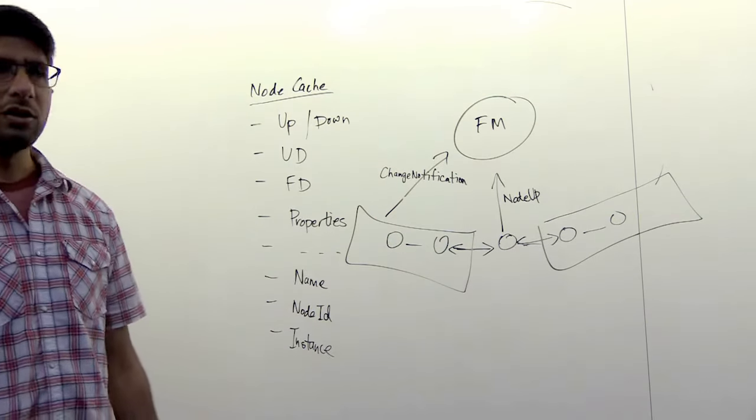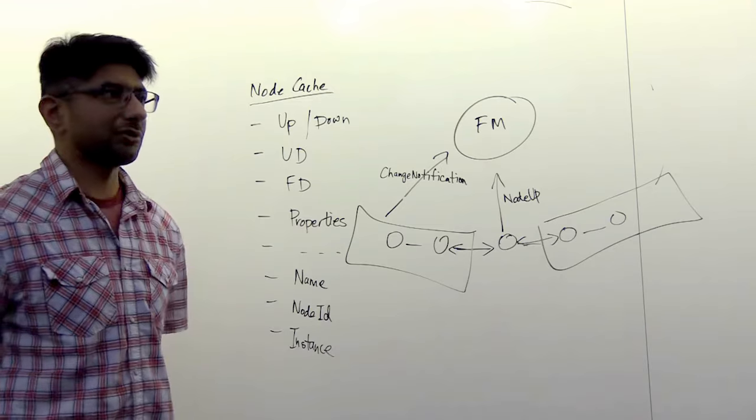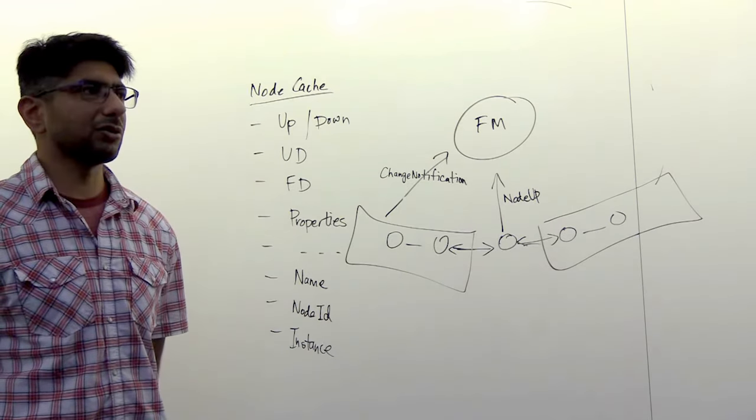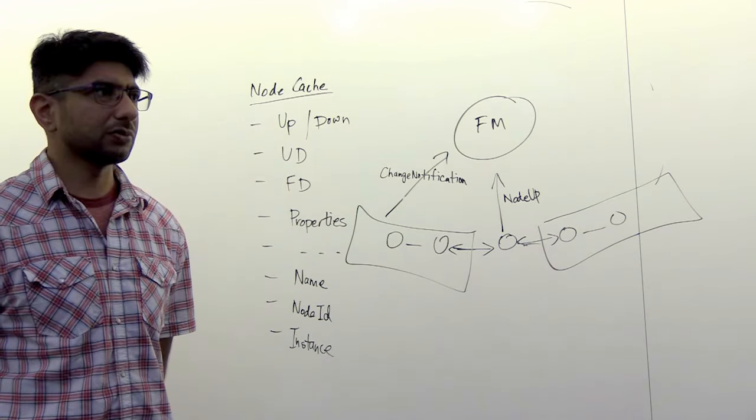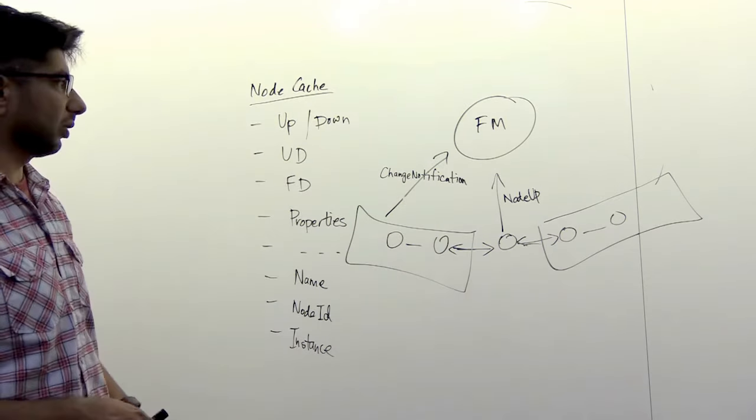So when the node is down, next what happens? So next, all the replicas that are hosted on that node, by definition, all of them are down. Okay, so then FM has the node cache view.